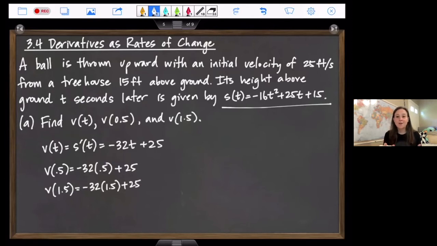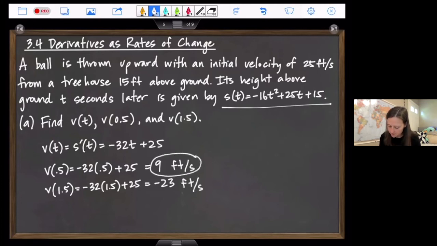All right, so let's ask our calculator to do these two calculations for us. So negative 32 times 0.5 plus 25 gives me 9. And negative 32 times 1.5 plus 25 gives me negative 23. We always want to put units on our answers to word problems. So both of these answers are velocities, so their units are going to be in distance per time. In this problem, that's going to be feet per second. So this is going to be feet per second and feet per second.